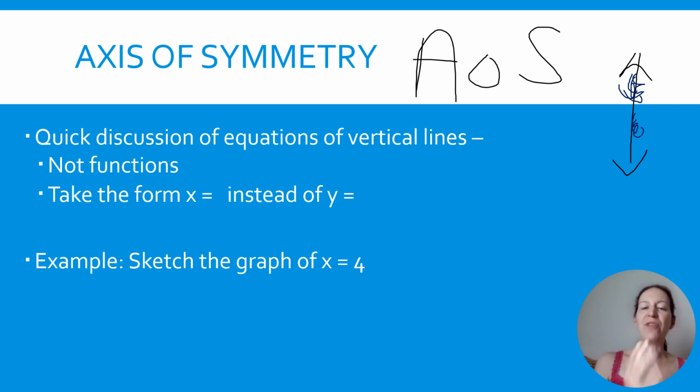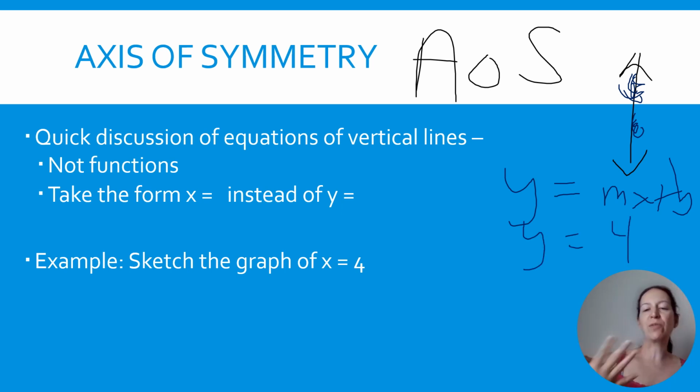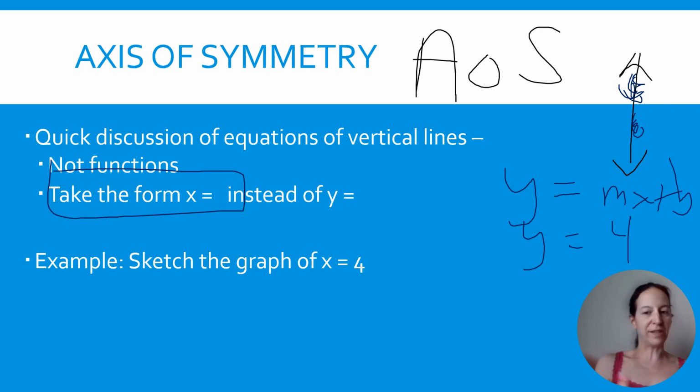Most of the time when we think of lines, we think of y equals mx plus b. We might think of a horizontal line. If the slope is 0, the equation would be y equals 4. Well, with a vertical line, the form is going to be x equals instead of y equals. And again, that has to do with the fact that it's not a function. So if you were going to sketch the graph of x equals 4, there's actually 2 ways you could answer that if you don't have any context.